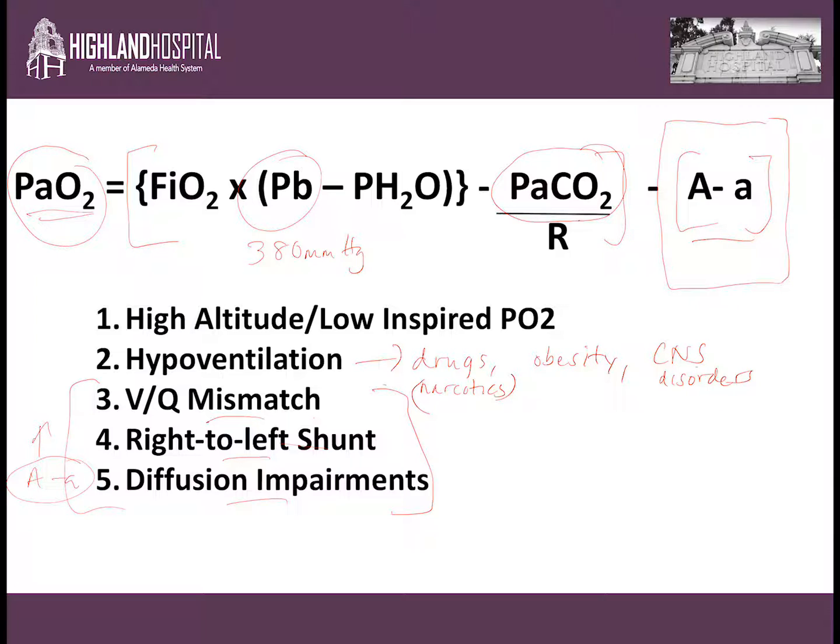Now, first of all, what is a normal AA gradient? For a young non-smoker, it's usually between 5 and 10. But as you age, this increases. And one formula that people use, and it's a rough one, is to take the age over 4 plus 4 as a measure of AA gradient.